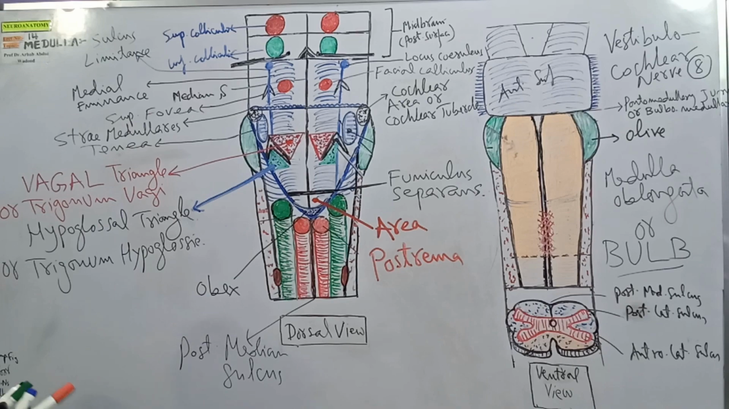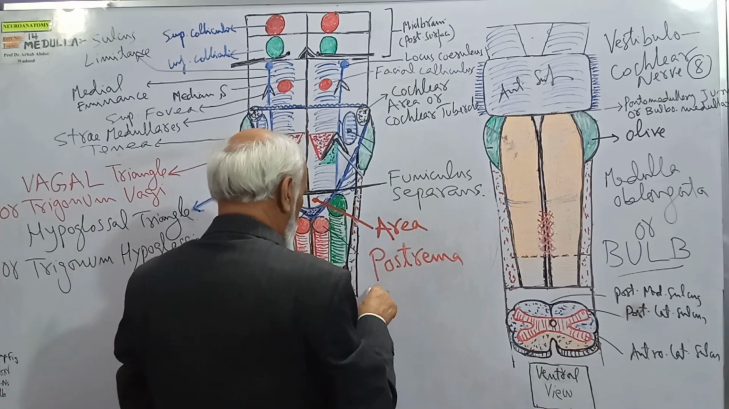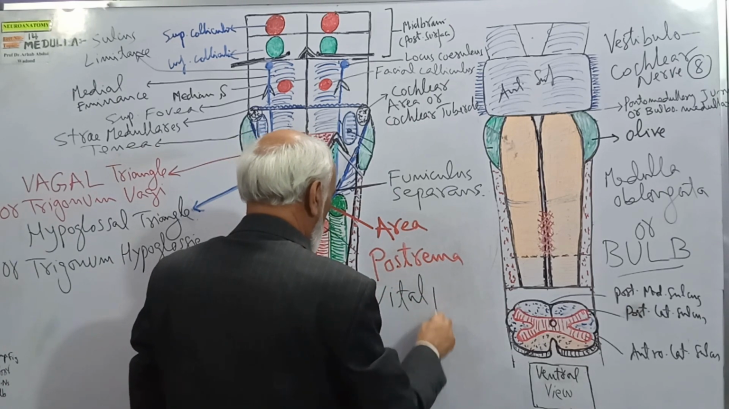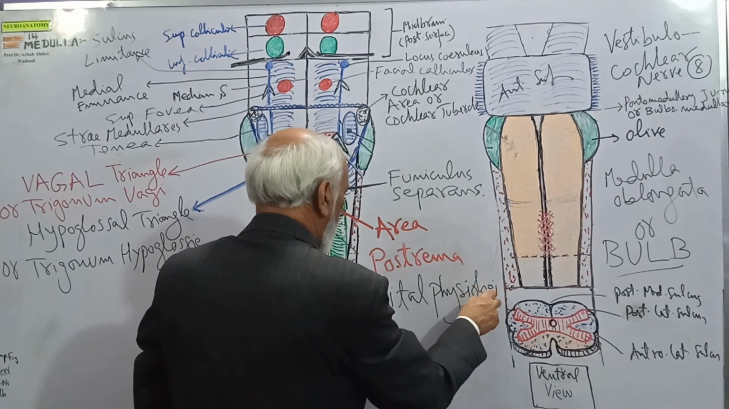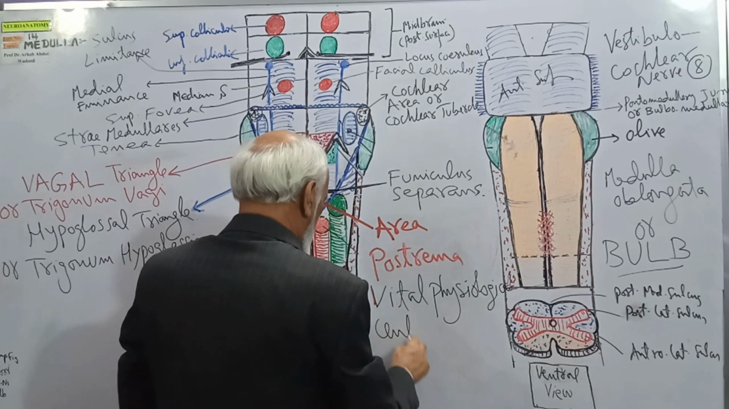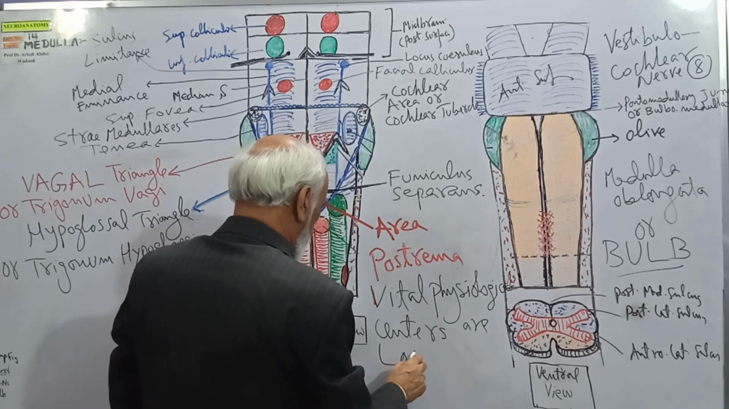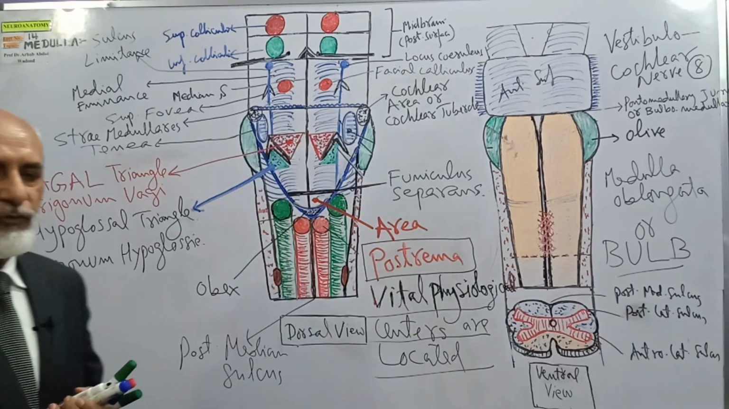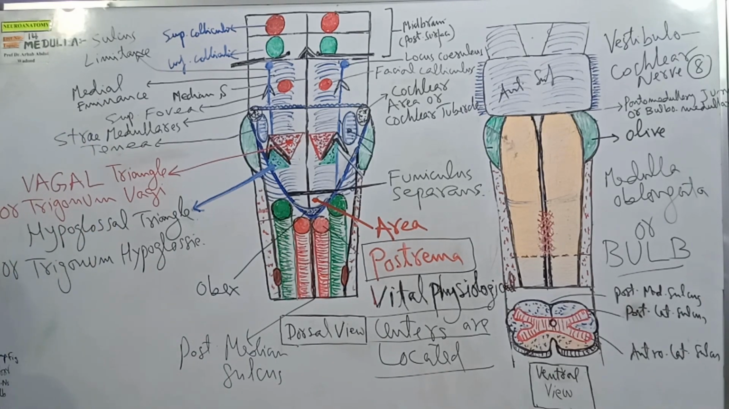Now this area is very important, because here some vital physiological centers are located. Vital means those centers which are essential for life. Now, what are these centers?